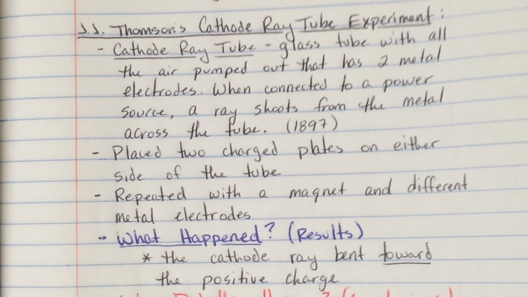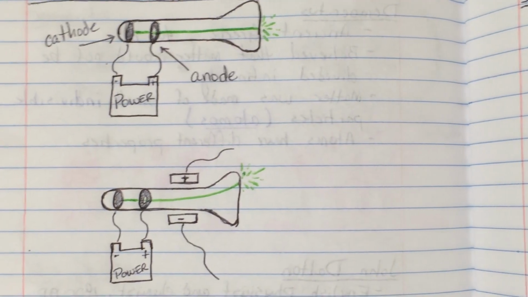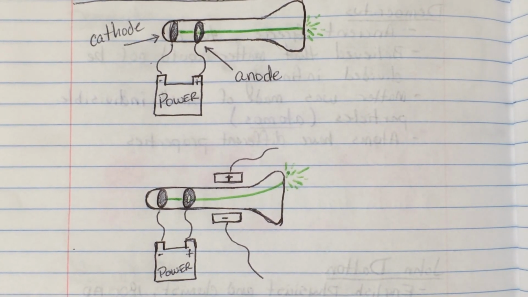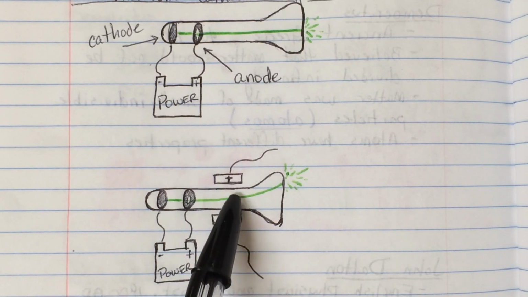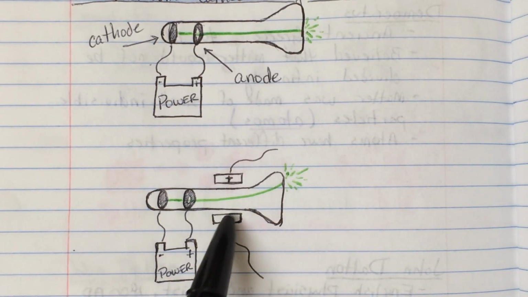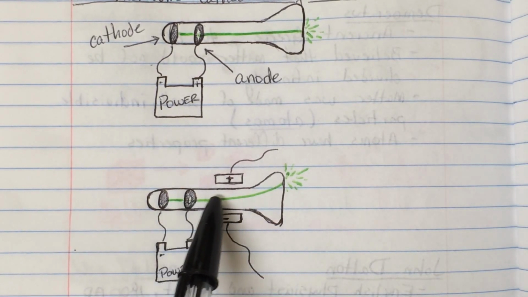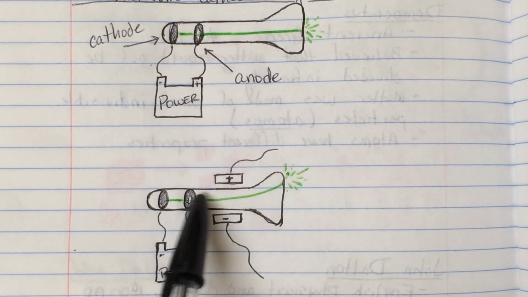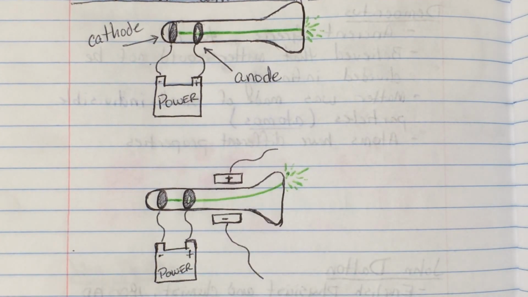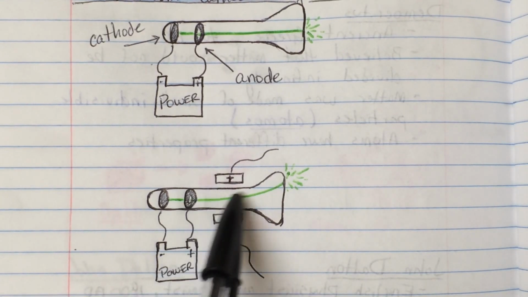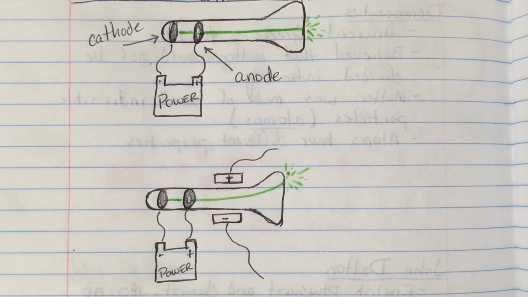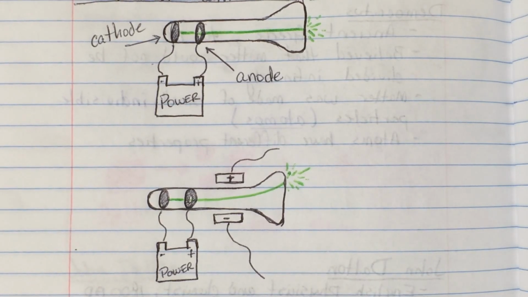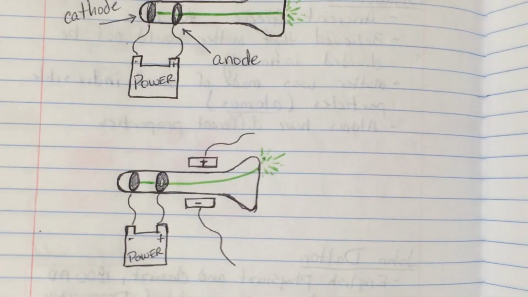So we're going to look at the left side of your notebook again. This is an illustration of what happens in his experiment. It's the exact same setup that we saw before, but this time we have a positively and a negatively charged plate here, and you'll see that the ray actually bends up toward that positive charge. So of course we know that opposite charges attract, so this cathode ray, if it's bending toward a positive charge, must be made of negatively charged particles.